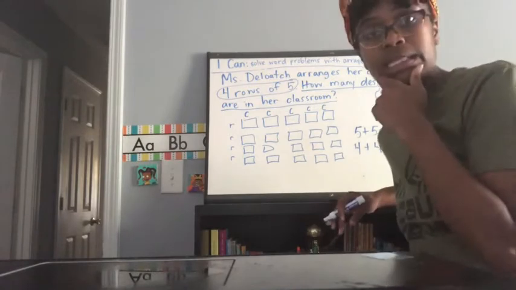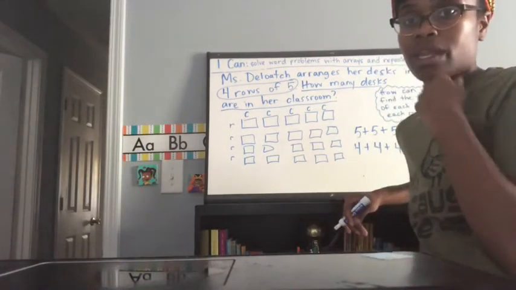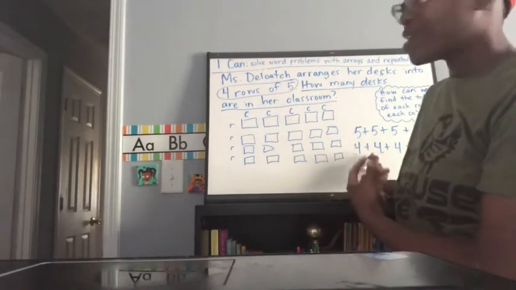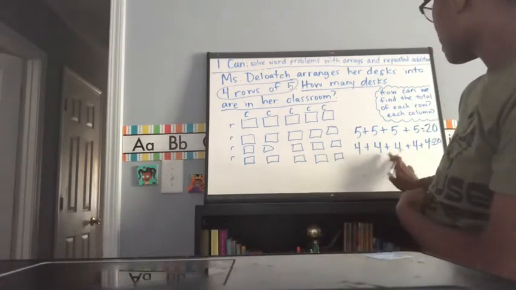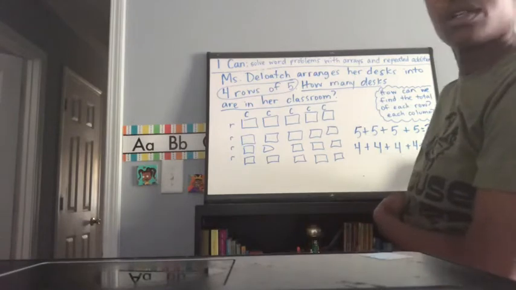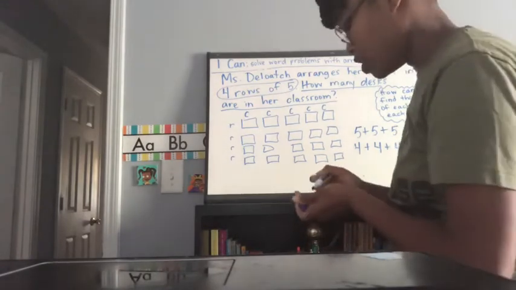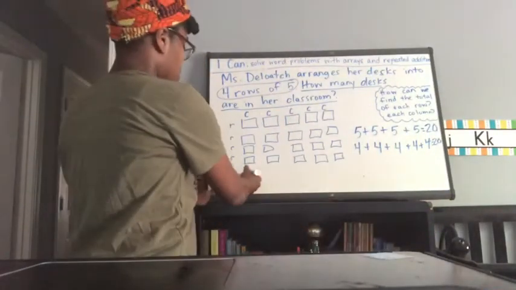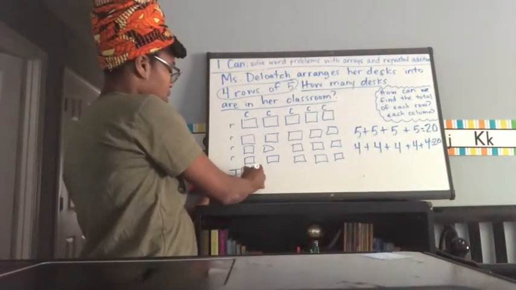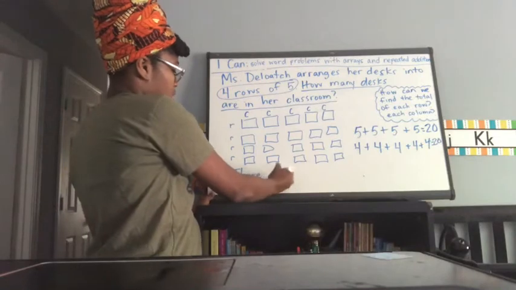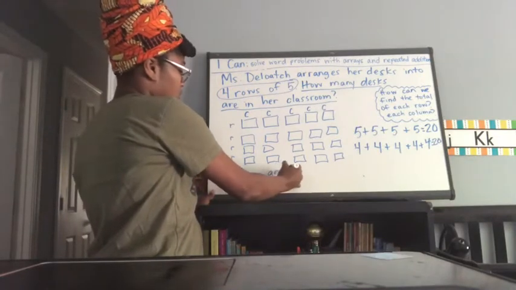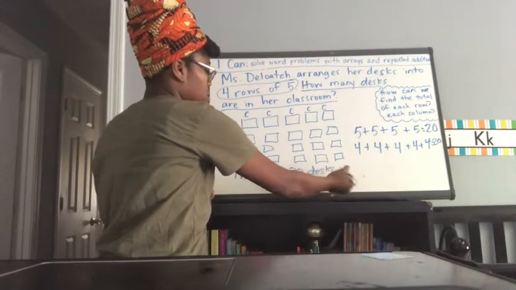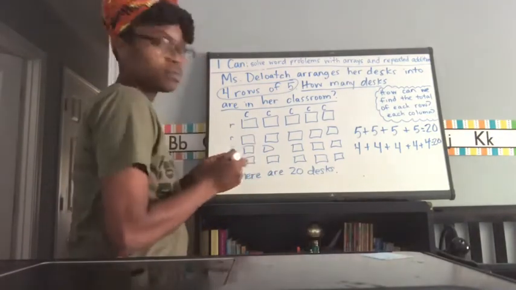You should always get the same answer when you're finding the total with the same number of objects. If I skip count, 4, 8, 12, 16, 20. There are 20 desks in her classroom. So make sure that you always think about putting it into a complete sentence. There are 20 desks. Great job.